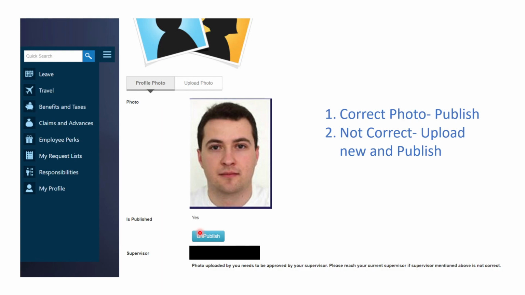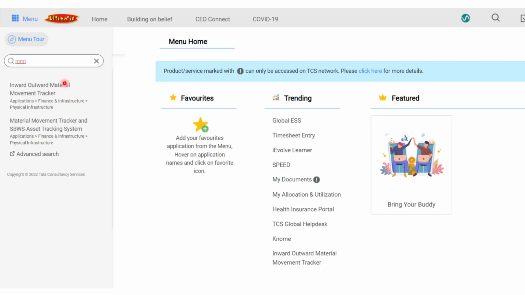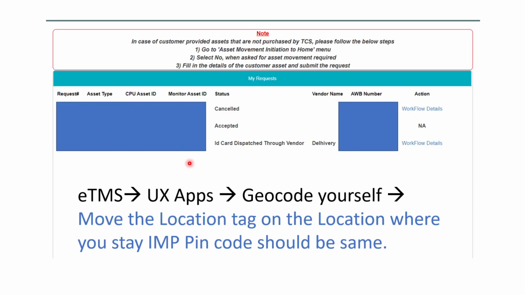After the approval, you can simply go on the Ultimatix again and search for MMT, that is material movement tracker, and click on inward outward material movement tracker. So this is important. Okay, and the location is applications, finance and infrastructure, and then physical infrastructure. Okay, so you have to click on inward outward material tracker. After clicking on that, you will be getting to this kind of page. Okay, so here there will be multiple options. The last option is for ID card, so you have to click on ID card.